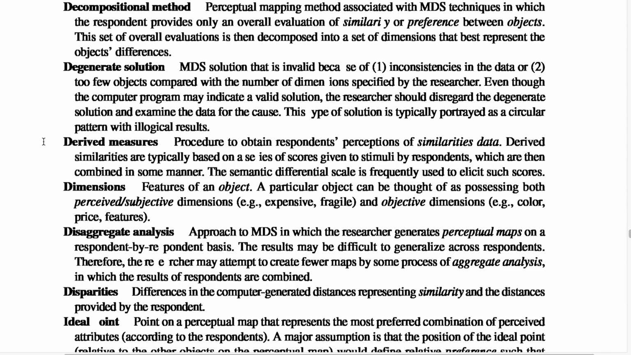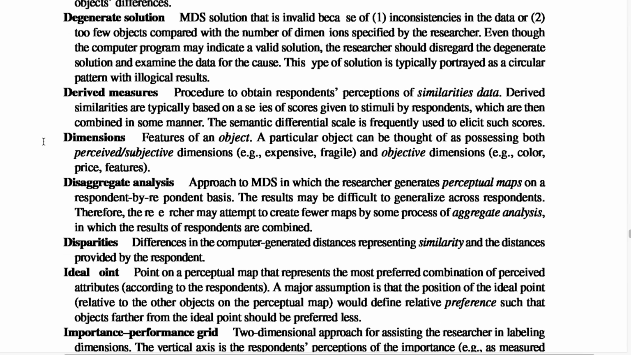MDS solutions, multidimensional scaling solutions, that are invalid because of, one, inconsistencies in the data, and two, too few objects compared with the number of dimensions specified by the researcher. Even though the computer program may indicate a valid solution, the researcher should disregard the degenerate solution and examine the data for the cause. This type of solution is typically portrayed as a circular pattern with illogical results.